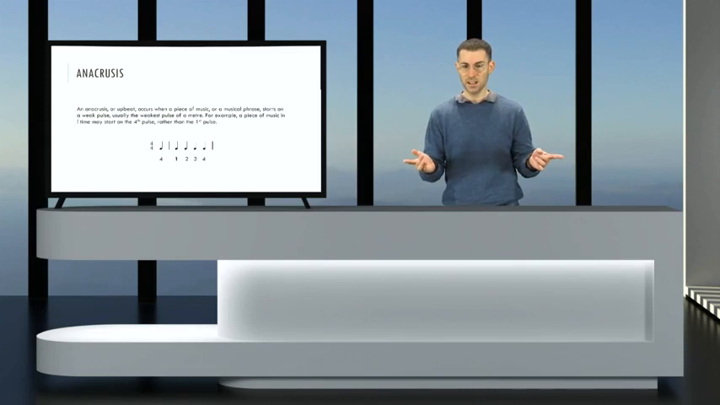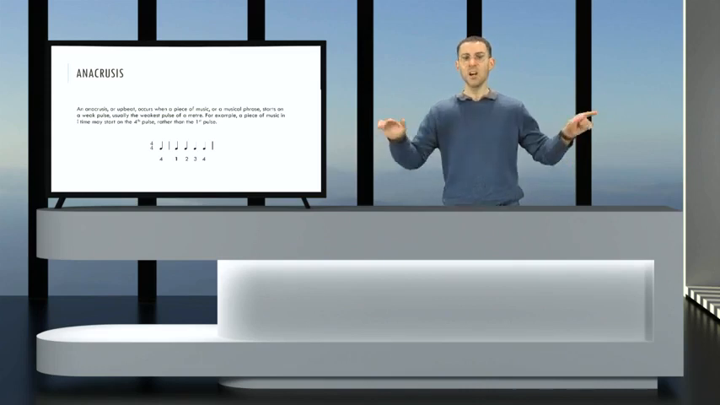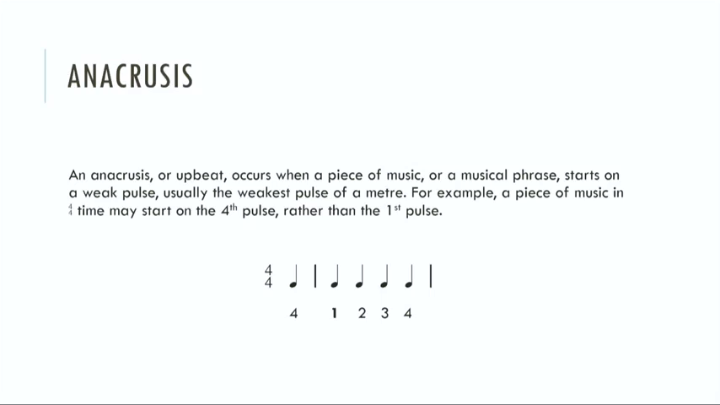Let me demonstrate that again. 1, 2, 3, 4. It starts on the 4th beat and then moves to the 1st beat. That's called an anacrusis. Let's have a look at a real example of how that works.